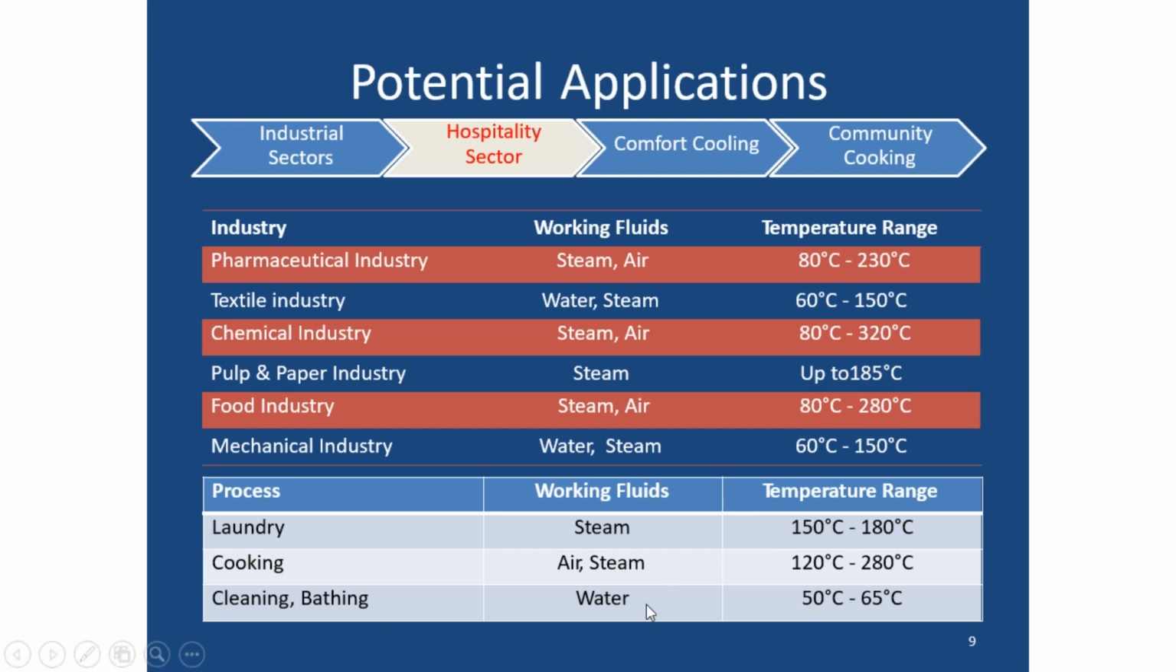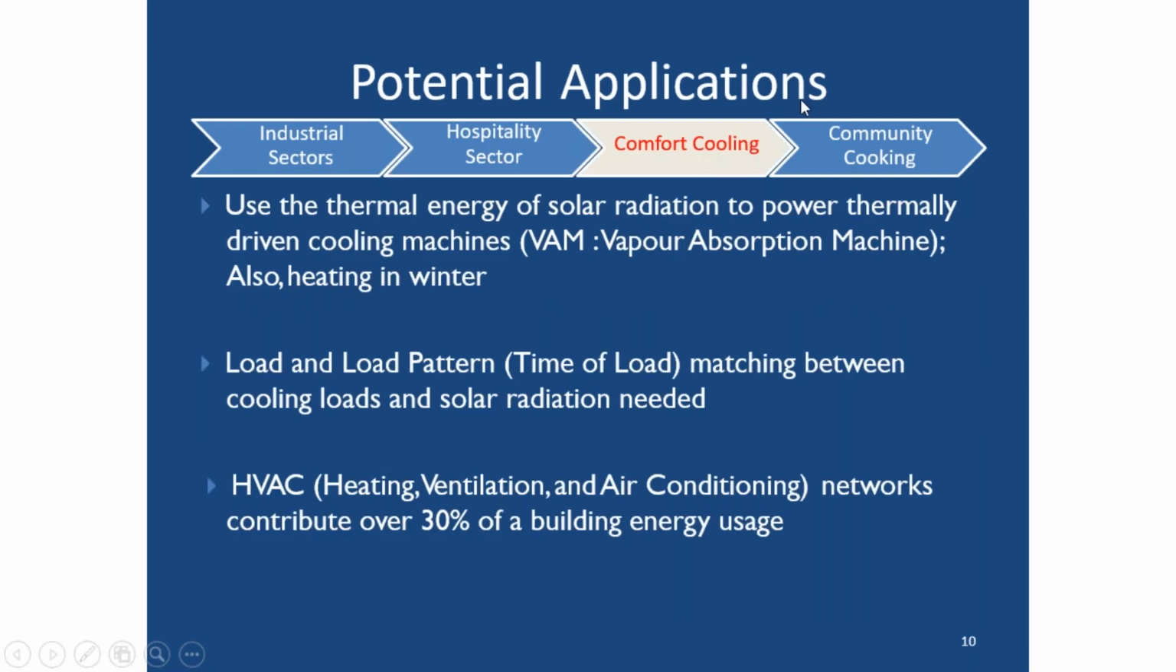We can use this solar thermal system. Now again, for comfort cooling, this is the topic on which I am working. In this system, we will use the thermal energy of solar radiation to power a thermally driven cooling machine, or we can say a vapor absorption machine, or vapor absorption air conditioning system.